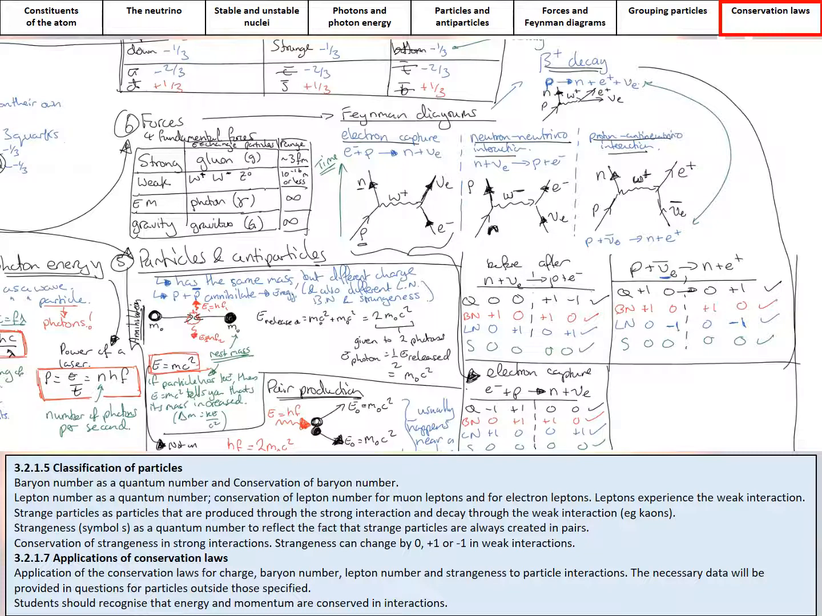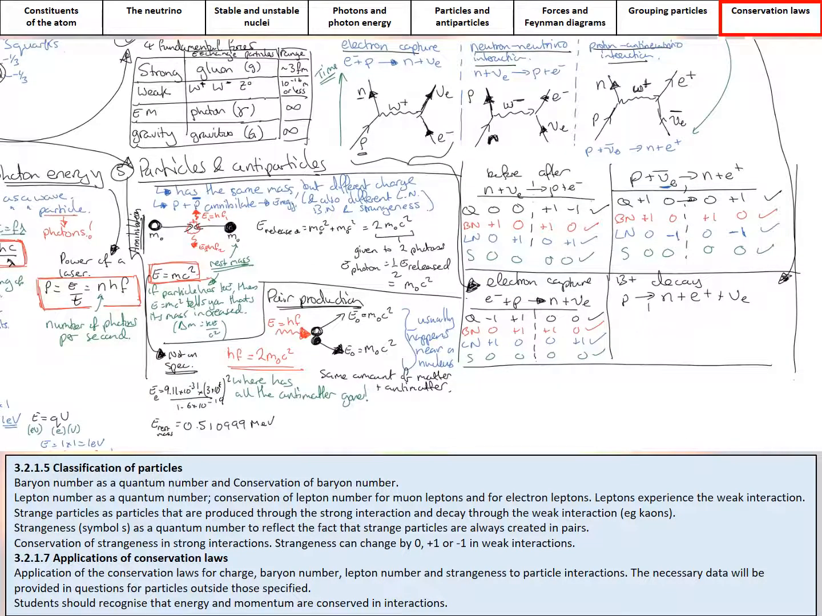We'll do beta plus decay down here. So here we've got a proton going to a neutron, a positron, and a neutrino. So charge, +1, 0, +1, 0, that's conserved. Baryon number, we started with a proton, which is a baryon. We finished with a neutron, which is a baryon. So that's conserved.